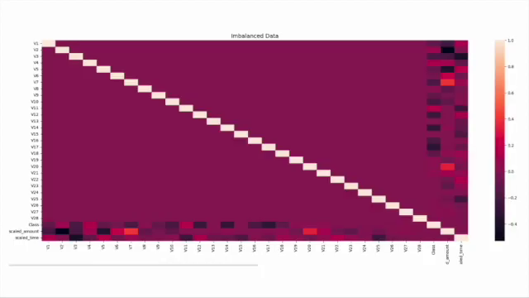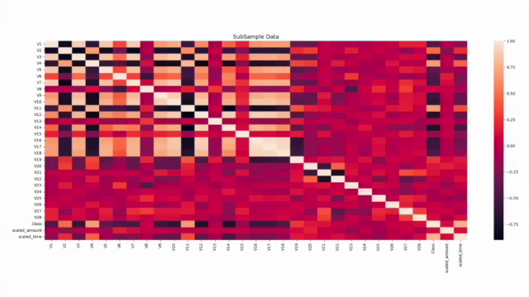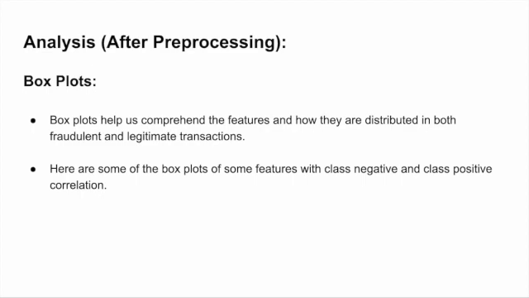Here is the plot of the correlation. This is the graph of the imbalanced data, in which most of the feature correlations are 0. Here is the graph of the subsample data, in which the correlations are between 1 and -1.